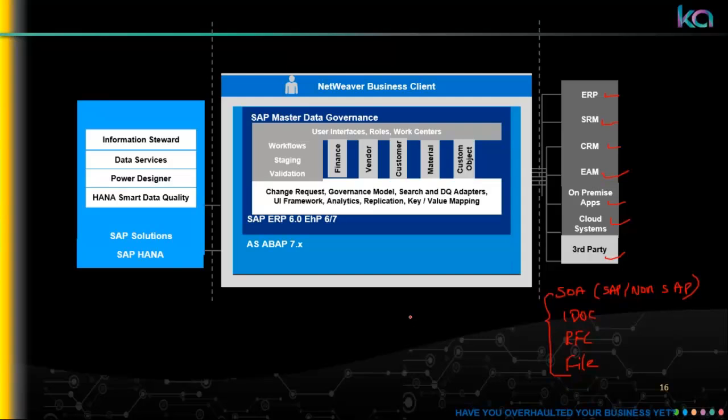So this is about the MDG high-level architecture and the services that it can integrate with other systems. As part of data quality, it can also integrate, this is optional, with the Information Steward tools, Data Services, Power Designer, or SAP HANA SDQ, Smart Data Quality systems, using which the data would get enriched automatically by this integration.